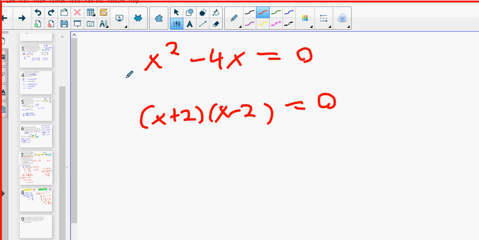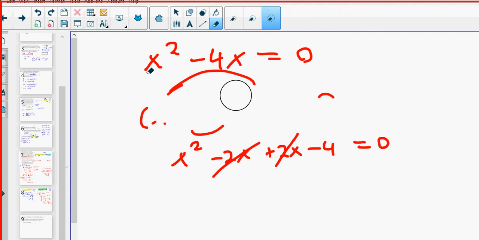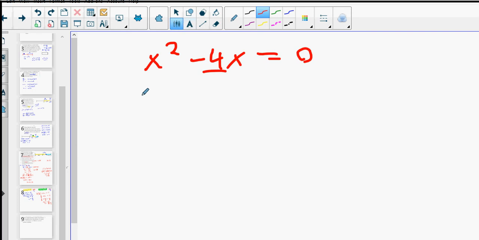When you multiply it back out, what happens? x squared minus 2x plus 2x take away 4. The 2x's cancel. Is it the same thing? Why not? Yeah, it's not a 4x, it's just a 4. So any other suggestions we could do there? Yeah. x by x minus 4 equals 0.